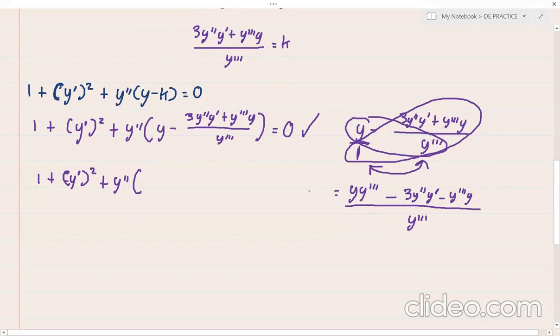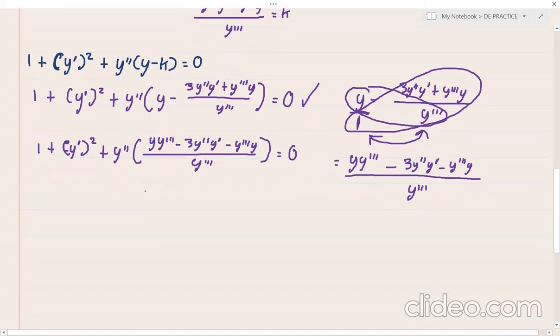Okay? Yun yung maging resulta natin once we make this into a whole fraction. So we will have y times y third prime minus 3 times y second prime times y prime minus y third prime times y all over y third prime, is equal to 0. So we can still simplify this one. Okay, pwede pa naman to simplify.